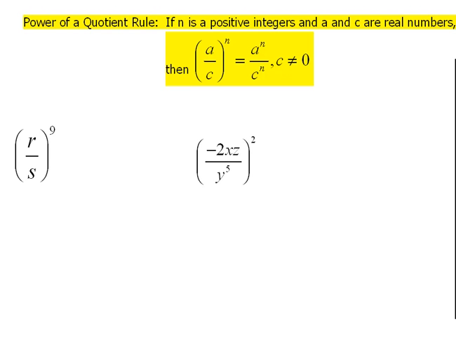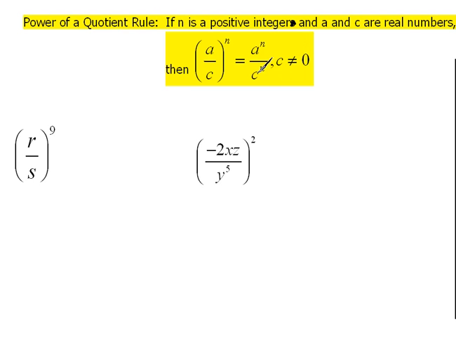Okay, here we have another one, the power of a quotient rule. That says if n is a positive integer, I keep putting that on there, don't I? I need to go back and change that. And a and c are real numbers, then a over c raised to the n is the same thing as a to the n over c to the n.